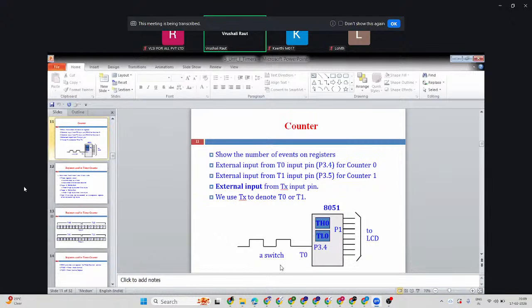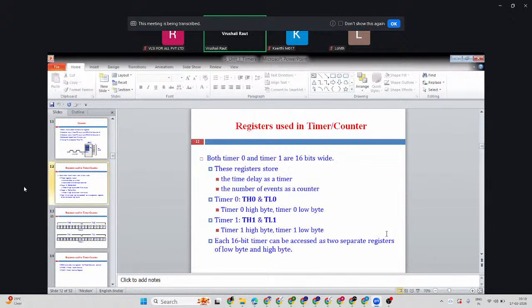Okay, so look here. On port 3.4, the pin which is also called T0, external events are coming and they will be counted. They will increment the register of this timer, and we will come to know on the LCD display how many events are getting in. That is how the counter is working. We'll go into detail on this now.